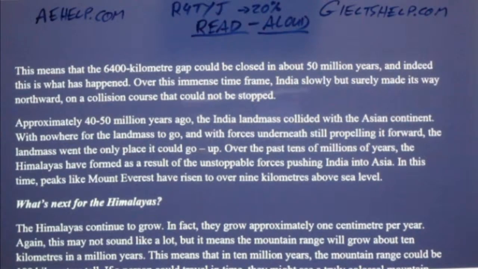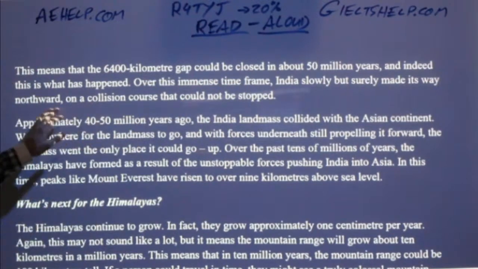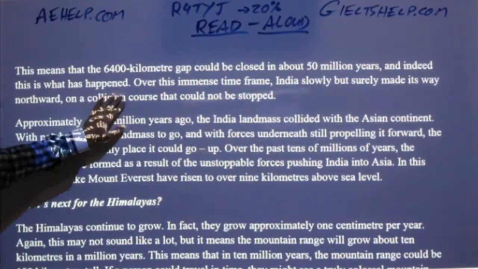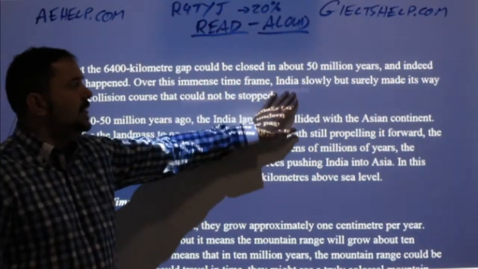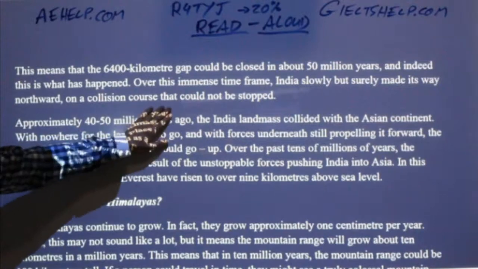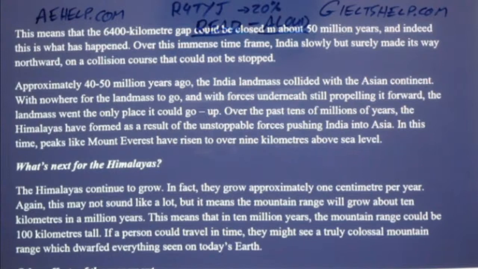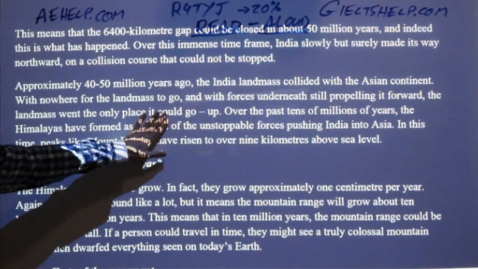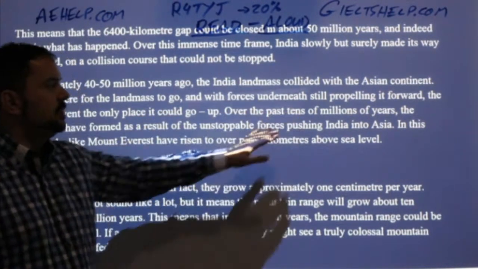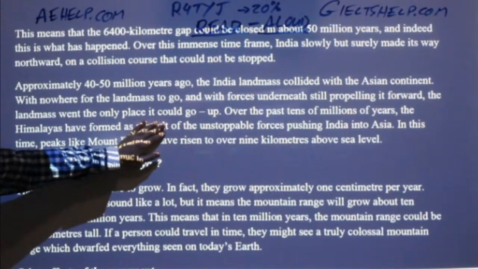This means that the 6,400 kilometer gap could be closed in about 50 million years, and indeed this is what has happened. Over this immense time frame, India slowly but surely made its way northward on a collision course that could not be stopped. Approximately 40 to 50 million years ago, the India landmass collided with the Asian continent. With nowhere for the landmass to go, and with forces underneath still propelling it forward, the landmass went the only place it could go, up.